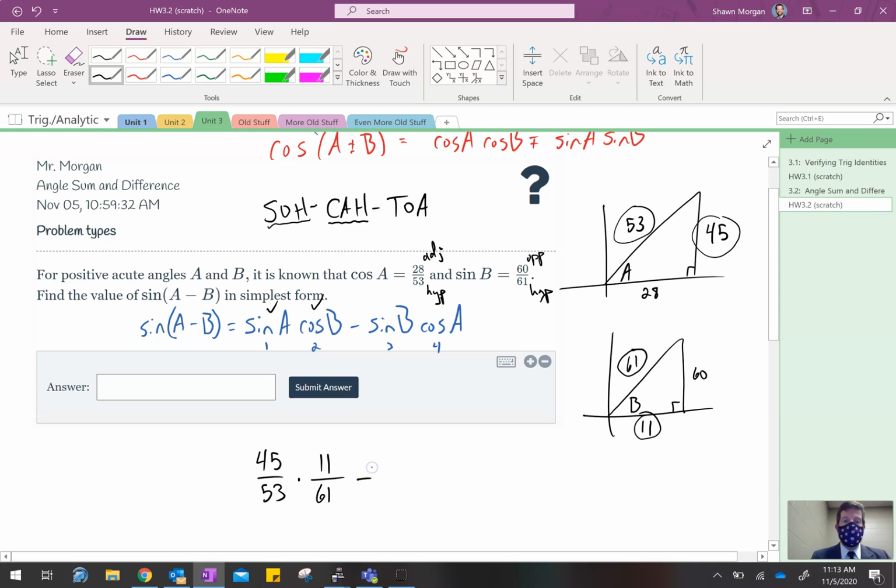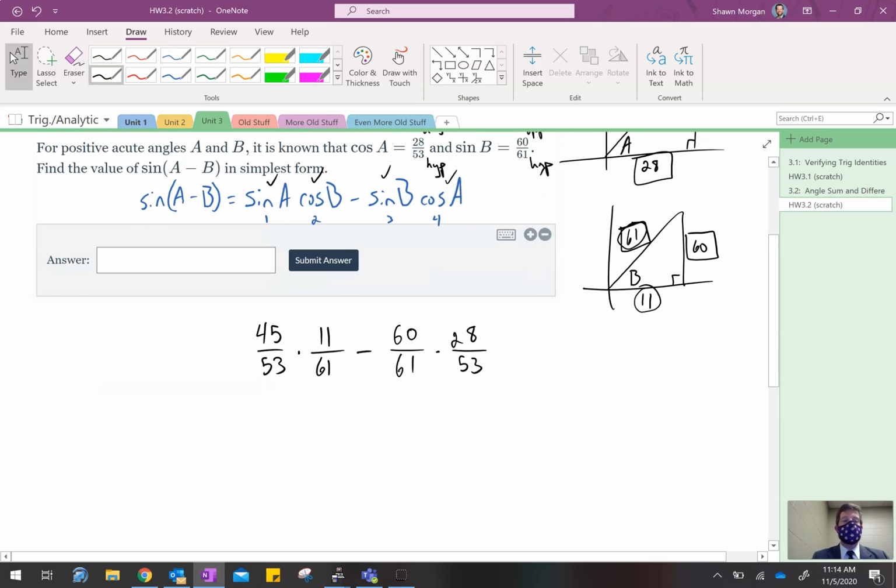We got a minus sign from our formula. Then we want the sine of B. So I come down here to the angle B. Sine is opposite over hypotenuse. That's going to be 60 over 61, and that's our third parameter. Fourth and final parameter here, cosine of A, was actually given to us as 28 over 53. So 28 over 53. Okay.